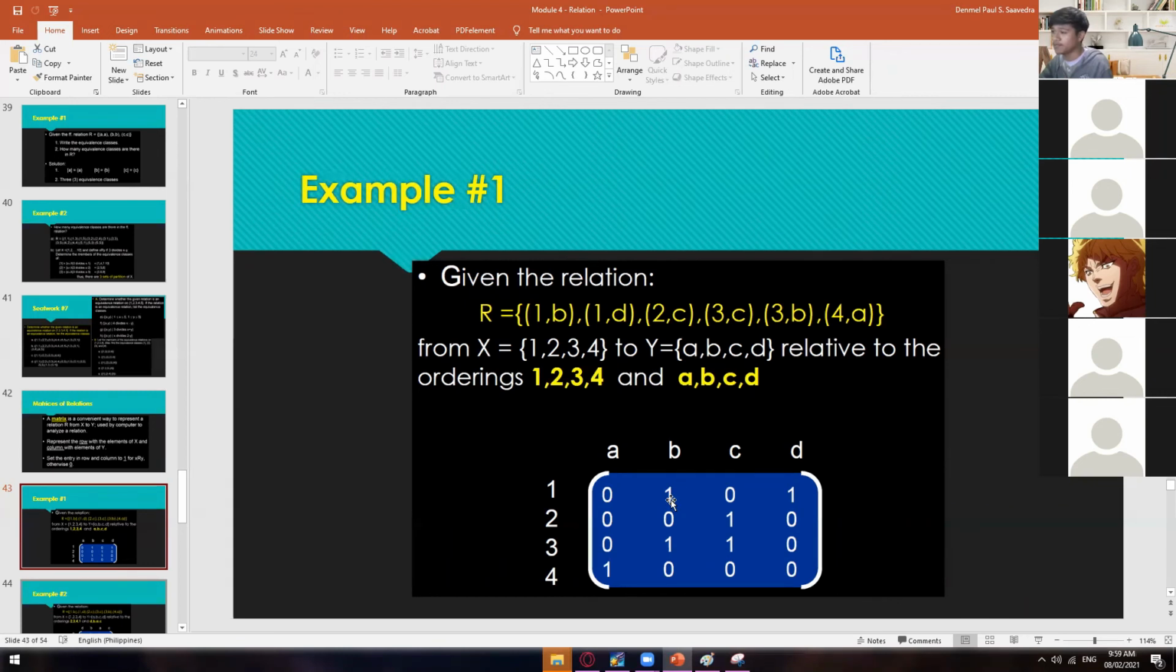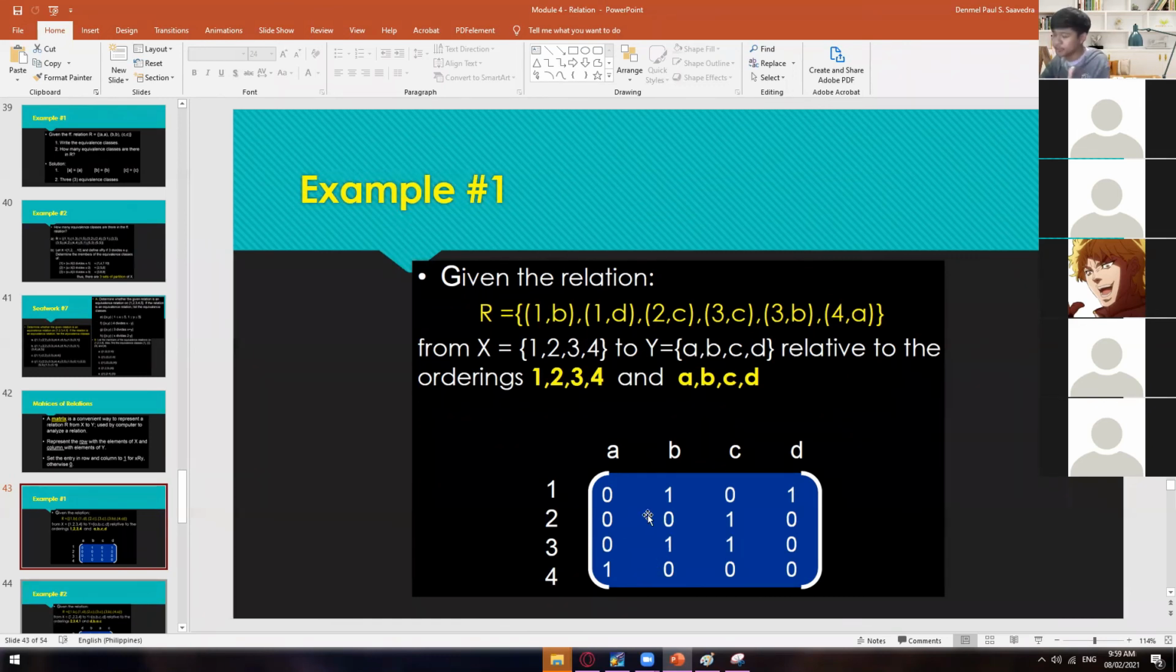So we have 1B, wherein they are in relation with each other. So just make this one 1. And then we have 1B, so just make this 1. And then we have 2C, so just make this 1 also. And then we have 3C, and then 3B, and then 4A. And then no more. Okay, so that's it.